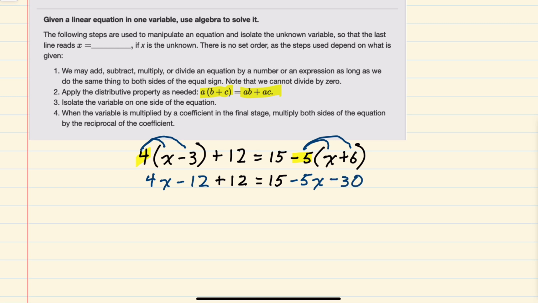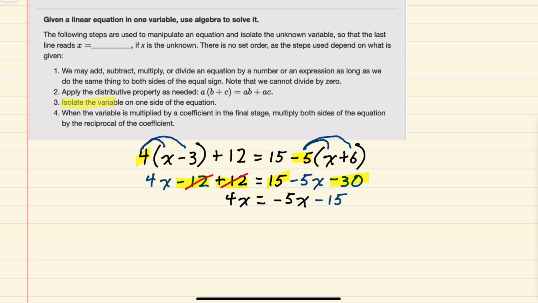So we've removed those parentheses, and from here I can see that I do have some like terms on the left and the right that I can combine. On the left, a minus 12 and a plus 12 will combine to 0, leaving me with just the 4x on the left-hand side. On the right-hand side, 15 and a minus 30 are like terms. So bringing down the minus 5x, the 15 and minus 30 combine to be a minus 15.